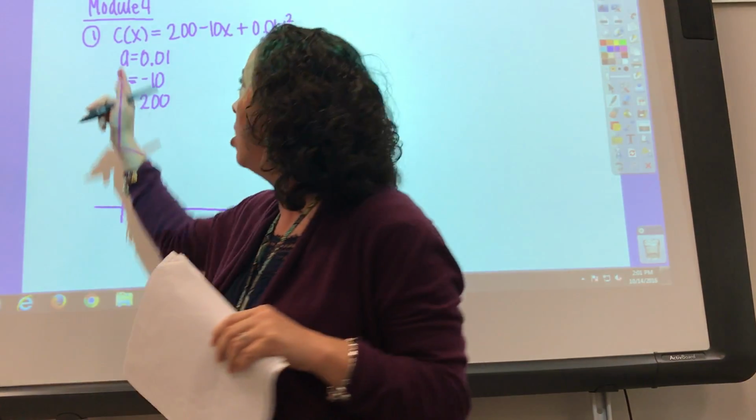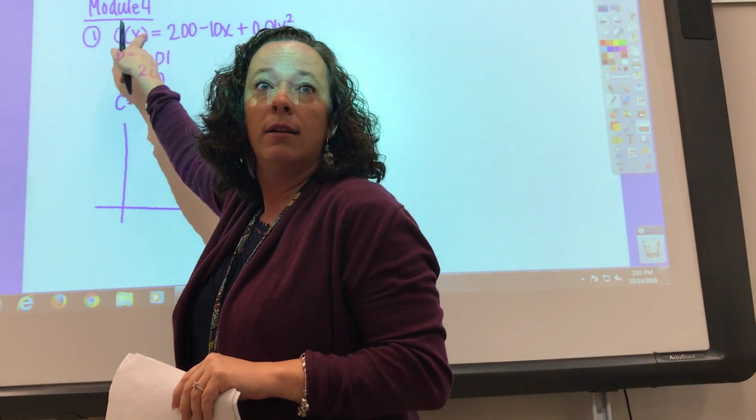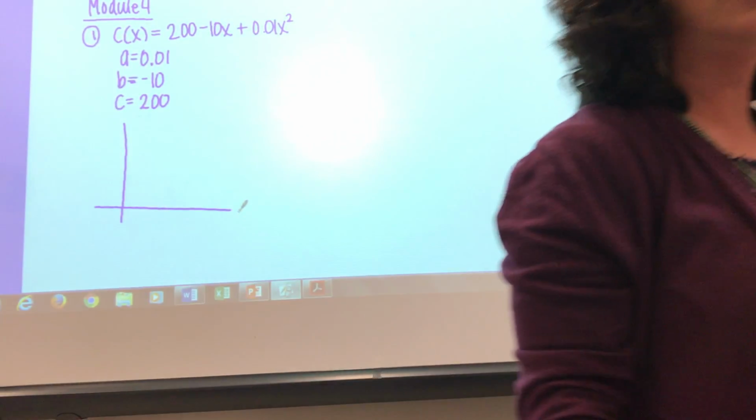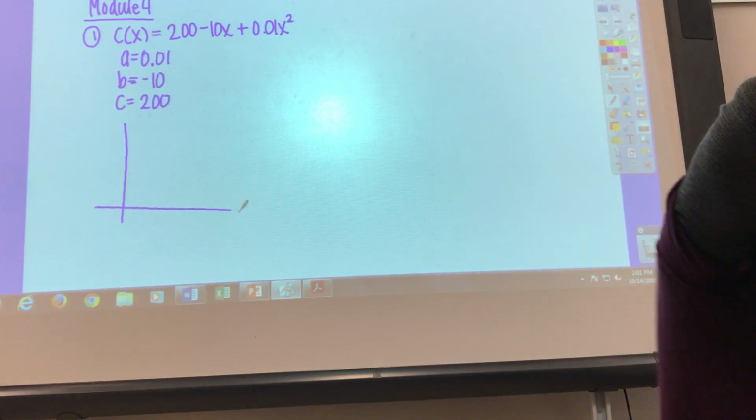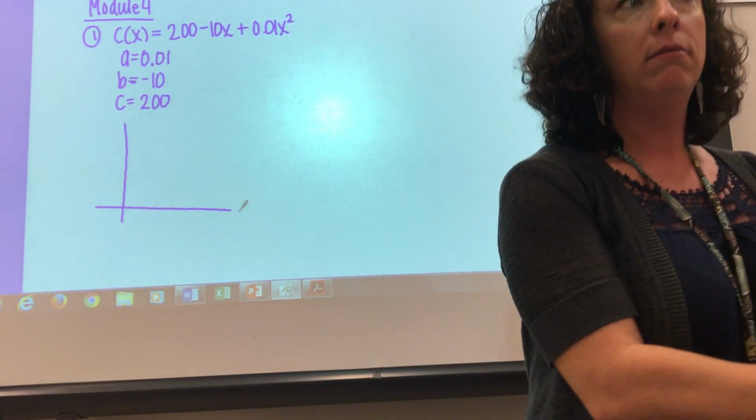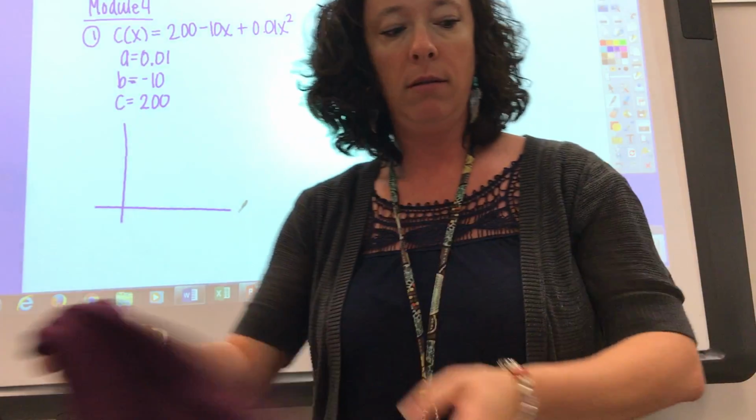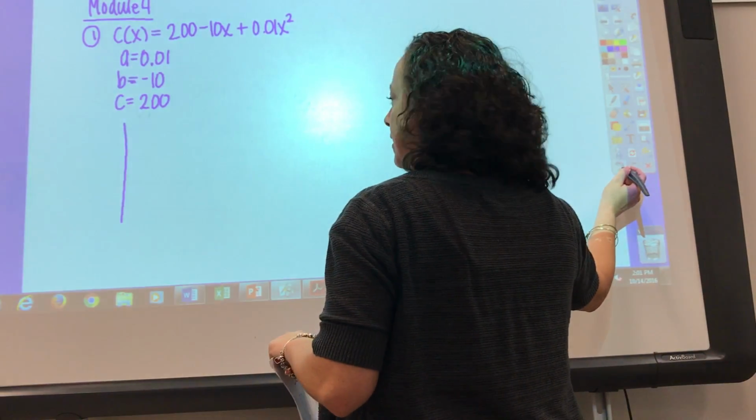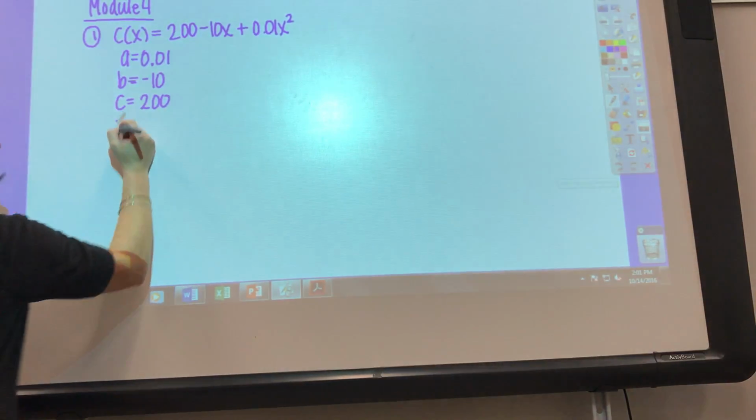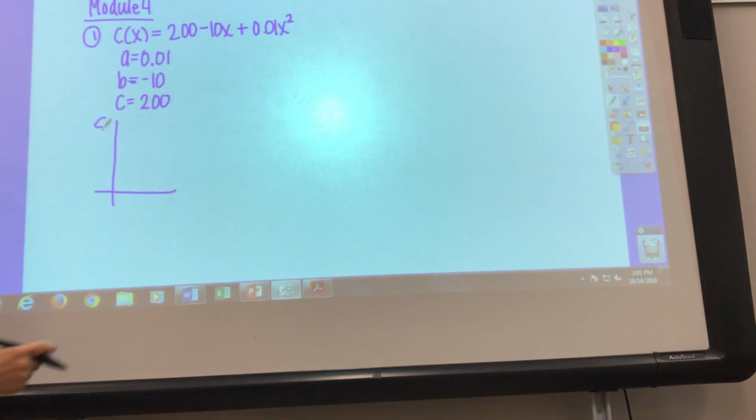Okay, but C is cost, and it's in what spot? The X spot or the Y spot? Isn't C in the Y spot? Yeah. Okay, so C is right here, and then what does it tell me X is?